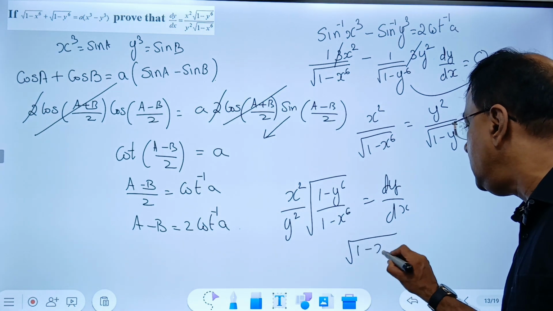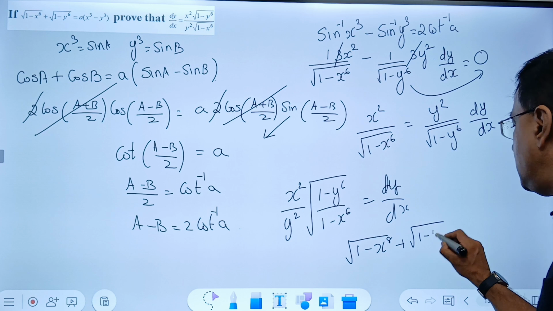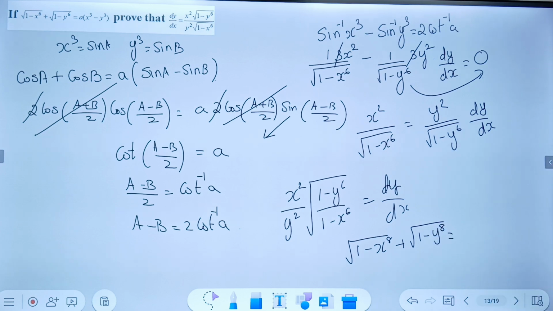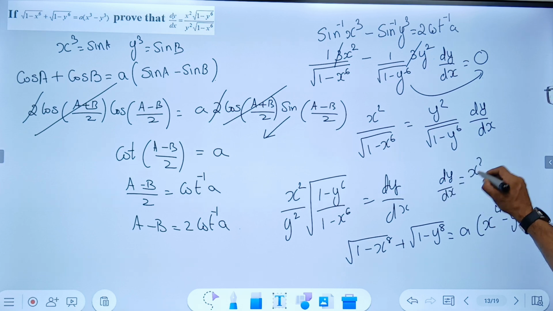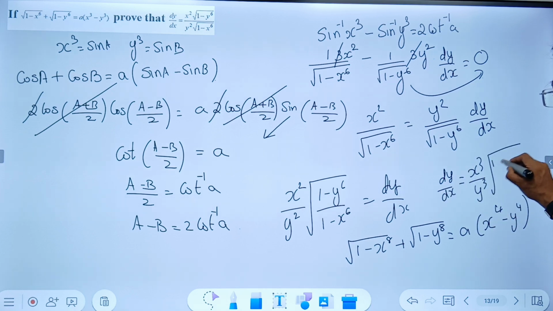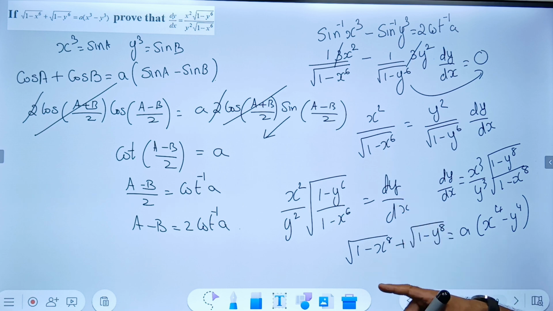Root of 1 minus x power 8 plus root of 1 minus y power 8 equal to a into x power 4 minus y power 4. So you have to prove the answer is dy by dx is, I think it will be x cube by y cube into root of 1 minus y power 8 by 1 minus x power 8. If you want you can try this. You have to put x power 4 as sine A and y power 4 as sine B. So that you can practice. Okay, just for practice you can try it.